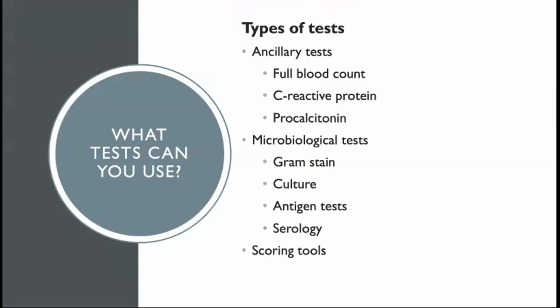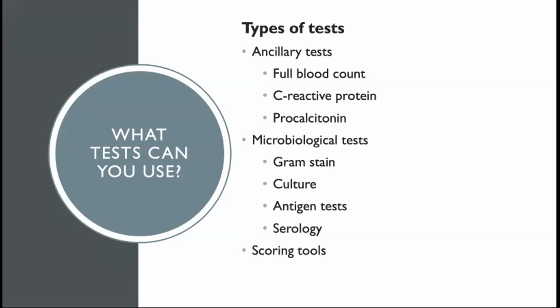So there are ancillary tests that would suggest a patient might have an infection, but can't identify the infection or guide antibiotic choices. These are things like the full blood count, the CRP, and the procalcitonin. And then there are the more specific microbiological tests that can tell you which bug is causing the problem and possibly how to treat it.